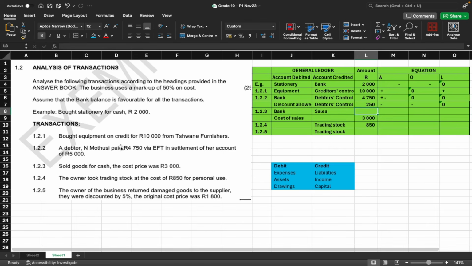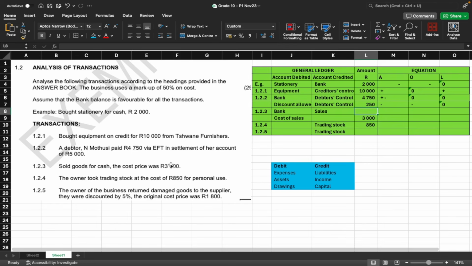Well, we have to figure it out, because we are told the cost price was 3,000 Rand. That means we bought these goods for 3,000 Rand, but we didn't sell it for 3,000 Rand. Because if we sold it for 3,000 Rand, why are we in business? We're not making a profit, we're not making a loss. So we need to sell it at a markup or at a profit, okay? So what is our markup? How much do we add to our cost price to be able to make a profit? Well, we're told here on top, the business uses a markup of 50% on cost.